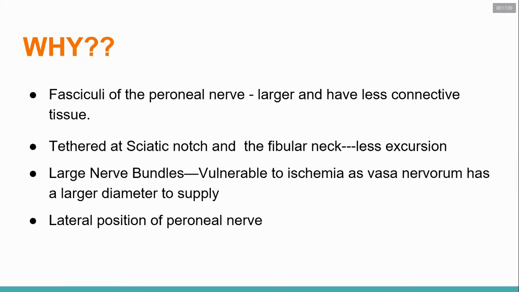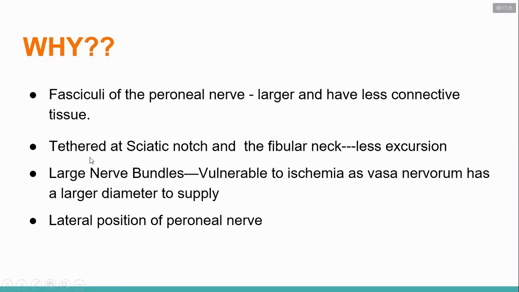One is that the fasciculi of the peroneal nerve are very large and have less connective tissue, so there is less cushioning effect from the trauma. Because they have large nerve bundles, they are also vulnerable to ischemia, as the vasa nervorum has to supply a larger diameter. So these are the two primary reasons why they get affected easily.